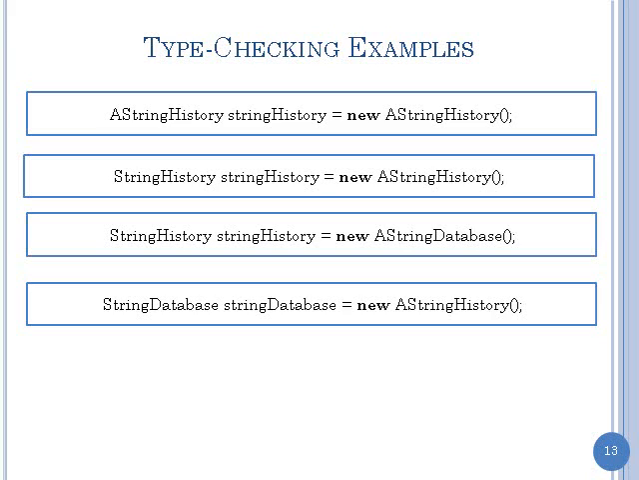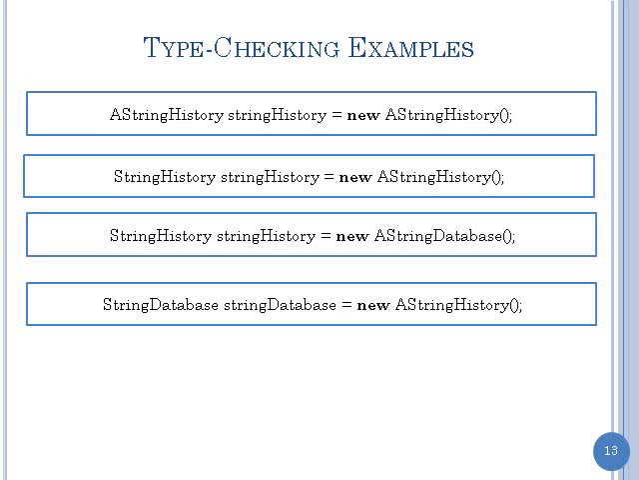Okay, what about this? I've declared something to be of type string database. I've assigned to it a string history. No. I'm expecting a specialized case. I'm getting a more general one. I'm expecting a 401 professor. I just get a professor. Okay? Okay, so that's English, that just makes intuitive sense.